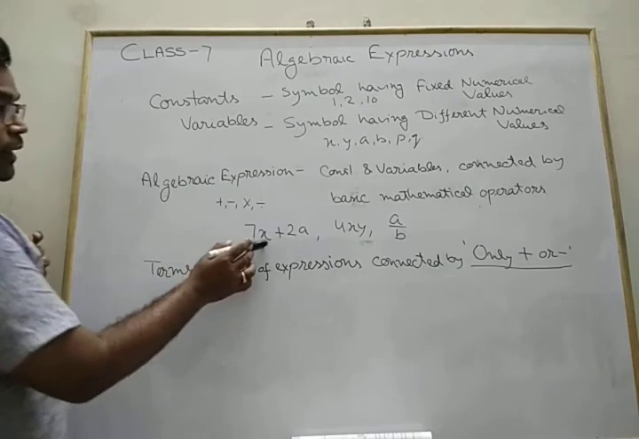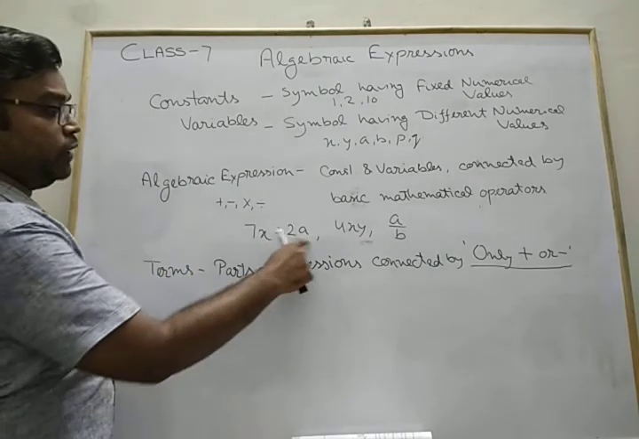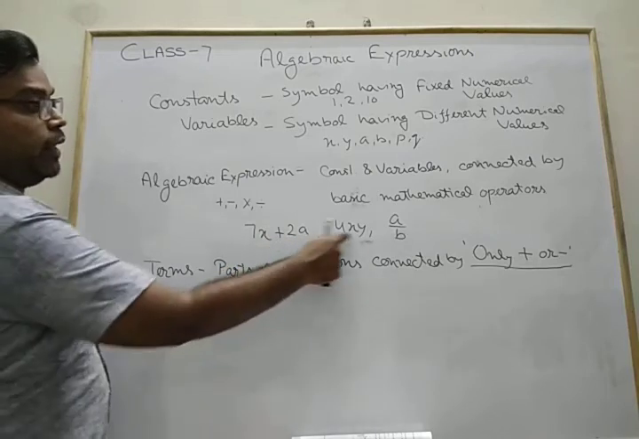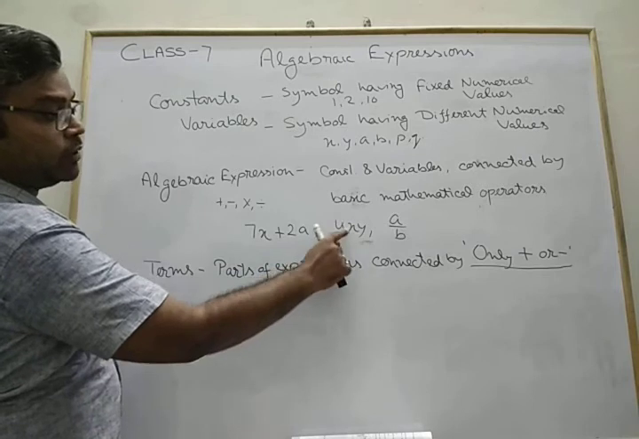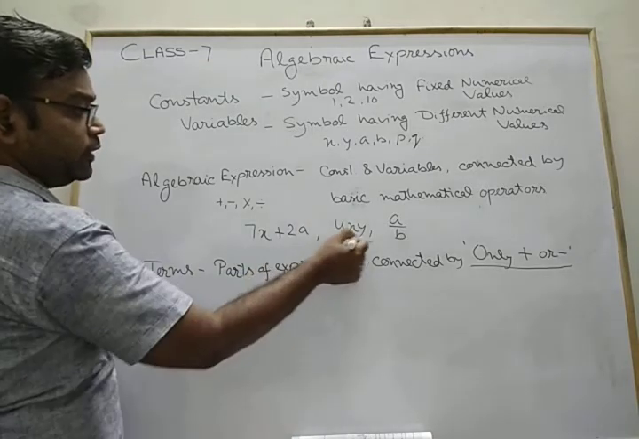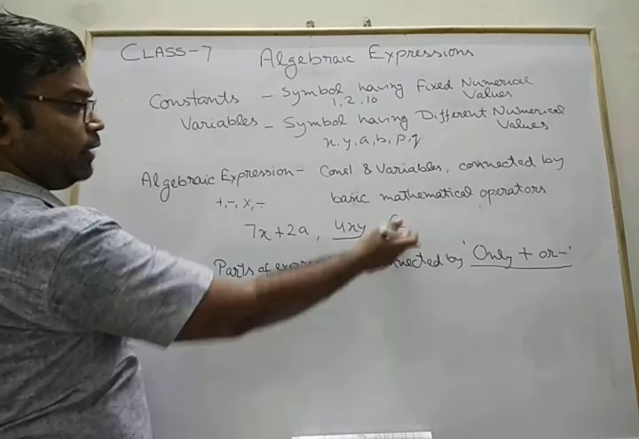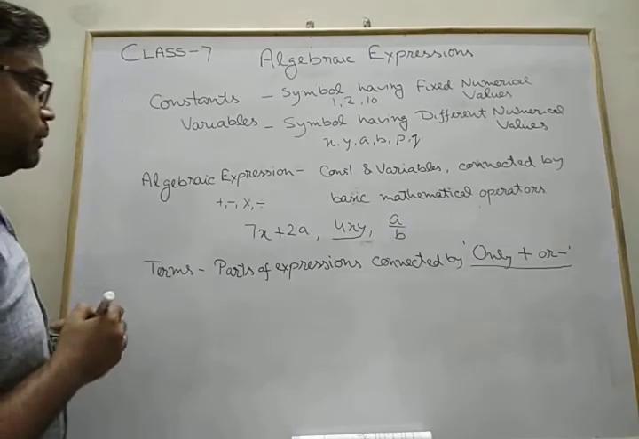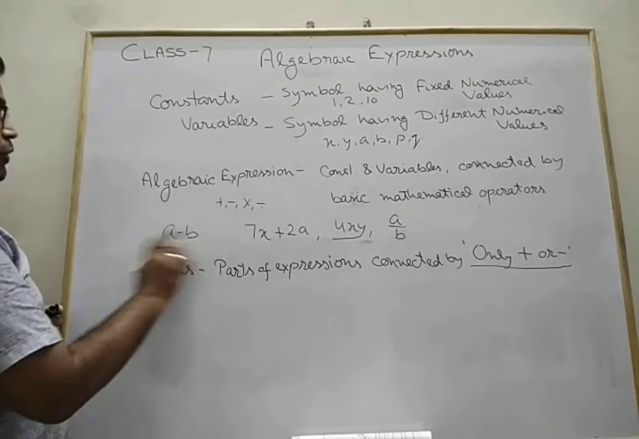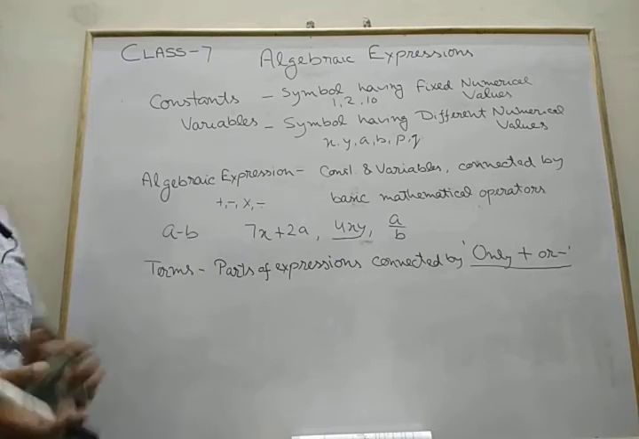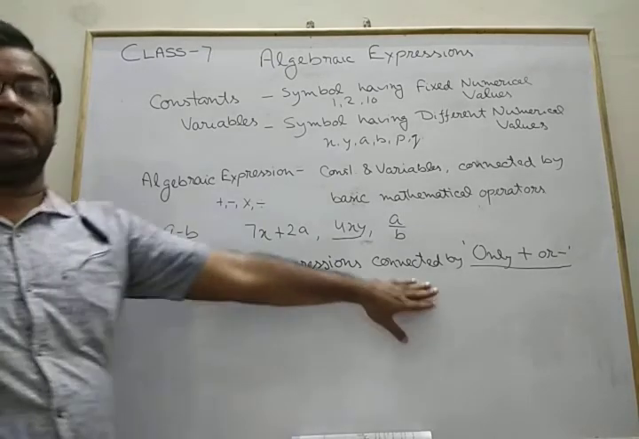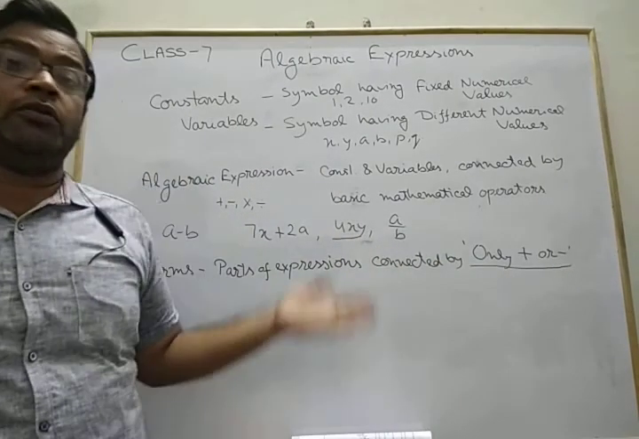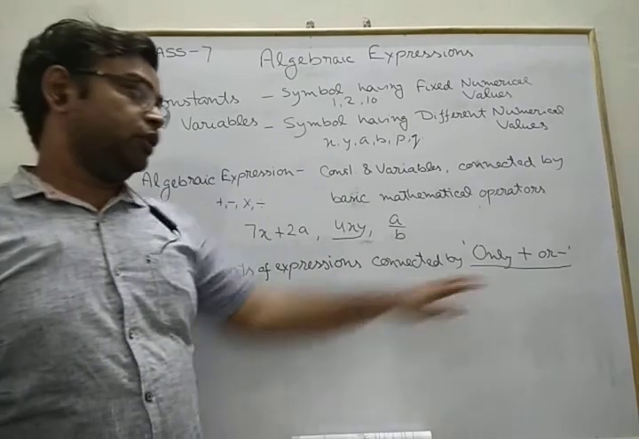For example, in this we have 7x as one term, 2a as another term, and these two terms are connected to each other with the sign plus. 4xy is not three terms because they are multiplied; it is a single term. Here, a upon b is one complete term. Or sometimes we say a minus b, so they are two different terms, a and b. So terms are parts of an expression connected by only plus or minus, neither multiplication nor division nor brackets, only plus or minus.